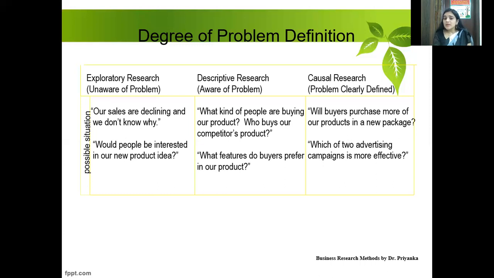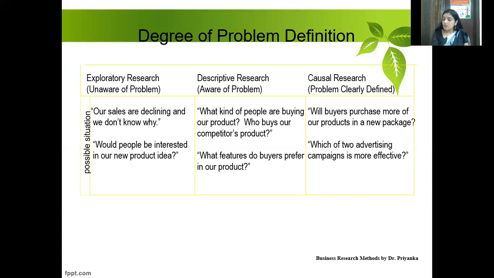Then, what features do buyers prefer in our product? What features do buyers like in your product? This can be done with the help of a structured questionnaire. You can list down all the features of the product and ask people whether they like them or not, or what kind of features they would like in the product. You can ask them that also. So more or less this would be descriptive, because you are aware of the problem, but you just want to know which are the best features of the product liked by the people, or which are not.